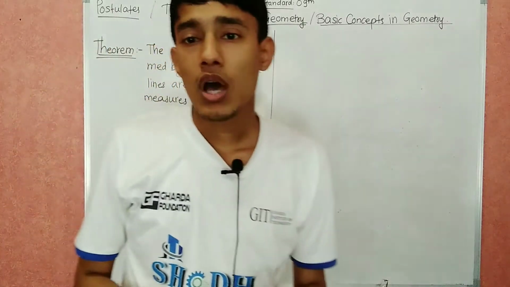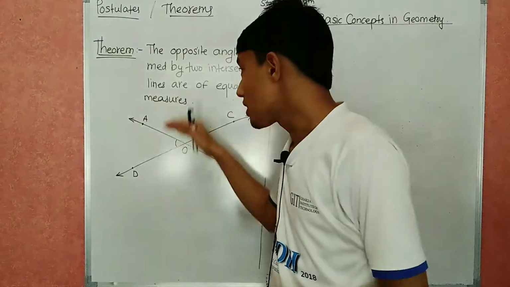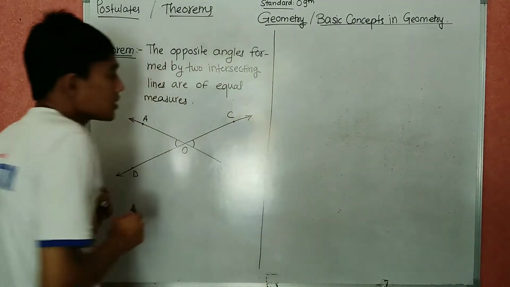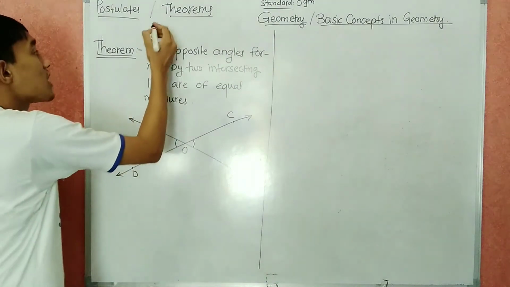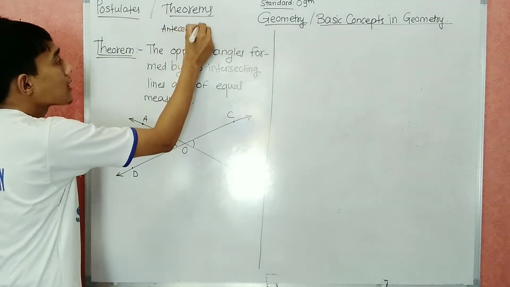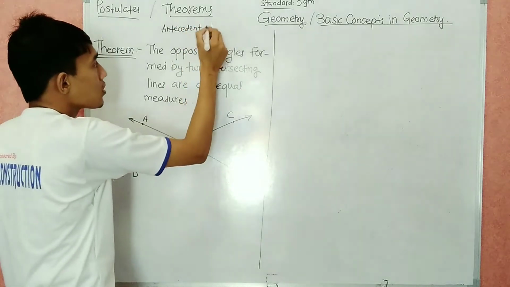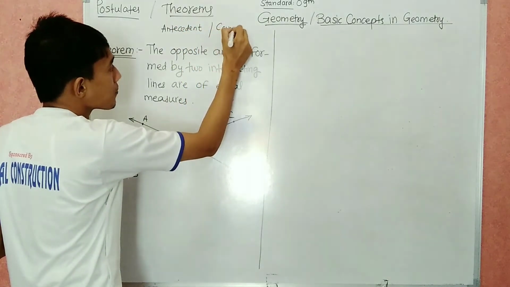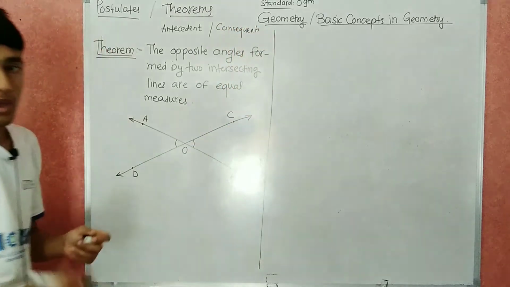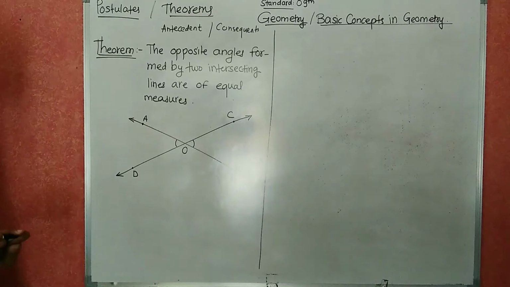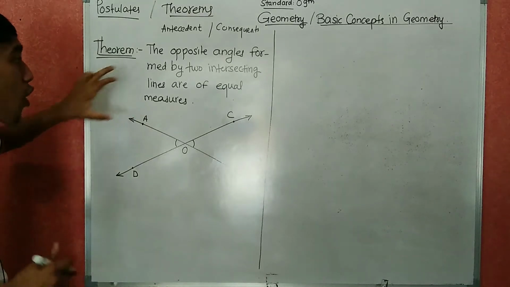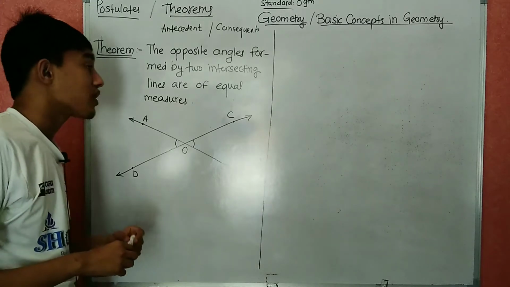Now, the given part of the theorem is called the antecedent, and the part which is going to be proved is called the consequent. Now there is one theorem which we are going to prove. What is the statement? The opposite angles formed by two intersecting lines are of equal measures.